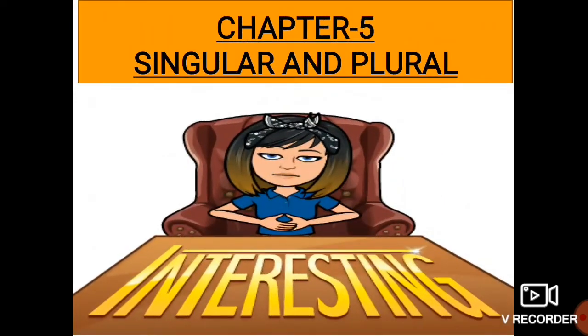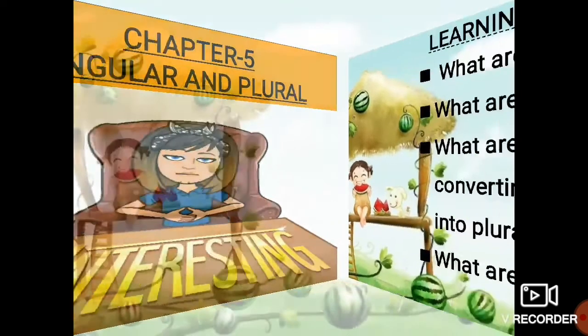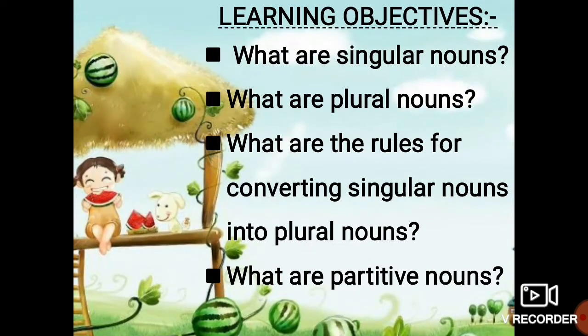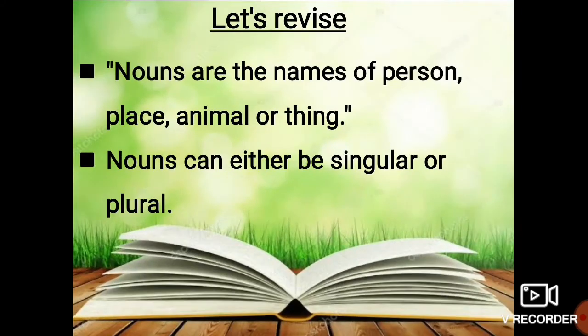Today, we will study Chapter 5 Singular and Plural. In this chapter, we will study what are singular nouns, what are plural nouns, what are the rules for converting singular nouns into plural nouns, and what are partitive nouns. Before starting with the chapter, let's revise. Nouns are the names of person, place, animal, or thing. Nouns can either be singular or plural.